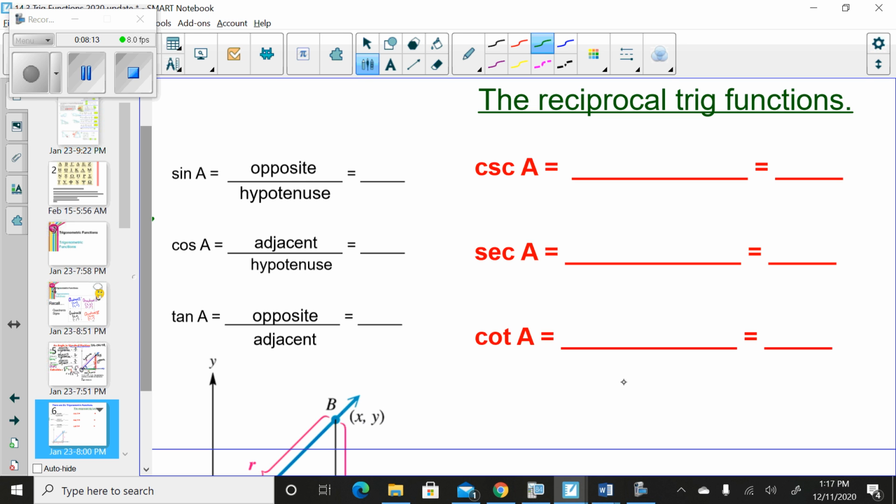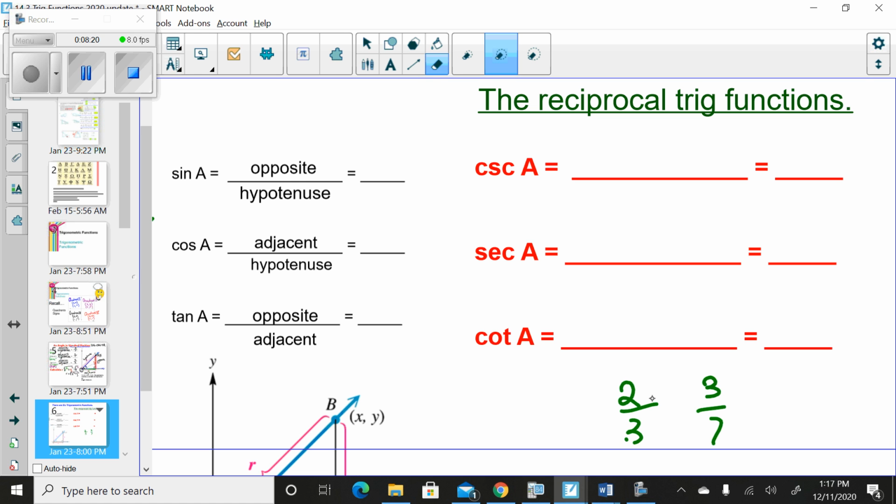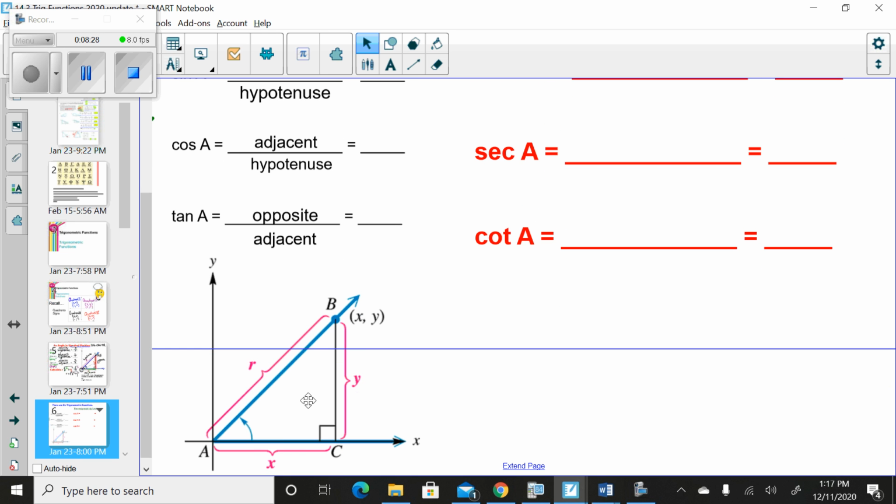And if you remember what a reciprocal is, if you have a fraction like 2 over 3, its reciprocal would be 3 over 2. So the reciprocal functions are exactly that. They're taking these original SOHCAHTOA ratios and doing their reciprocals. So we're going to use the same picture. So we have X, Y, and R.